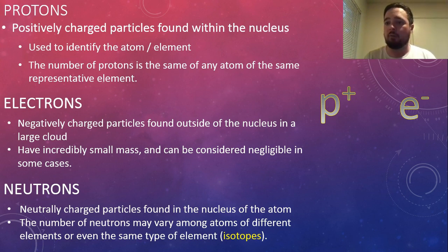So neutrons can change without changing the actual element itself. But if the protons change, then the element itself will change. Typically, you can see neutrons being denoted as a little lowercase n with a 0 in the superscript, meaning zero charge.